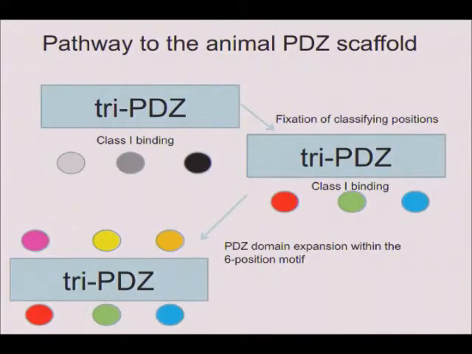So we now think that in terms of the evolution of the scaffold, we have this tri-PDZ domain present in Monocyga, and it looks like a PDZ domain. It binds the motif. But it's not till we move into sponge that we start to get fixation of classifying positions, and then we get this tremendous expansion.